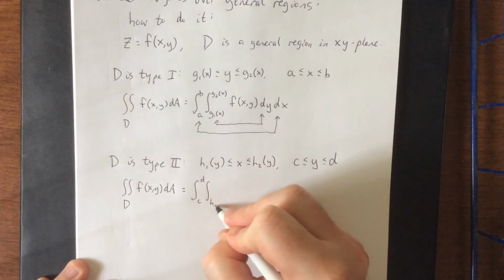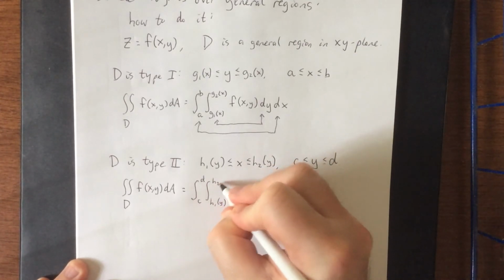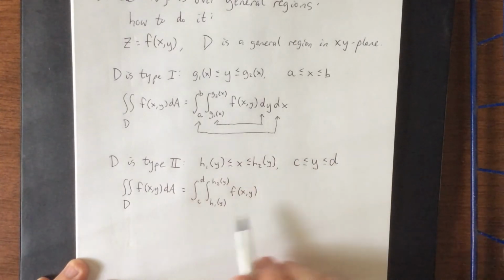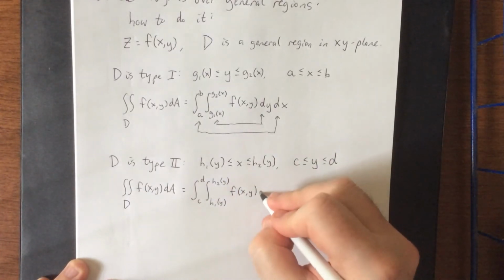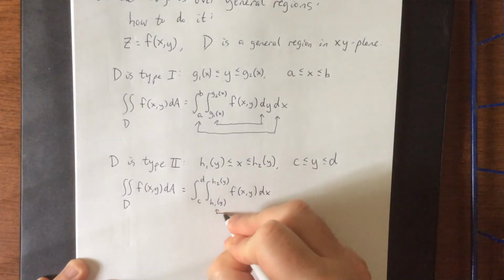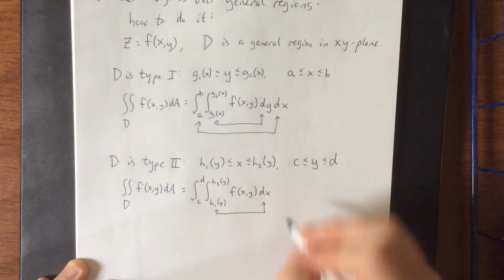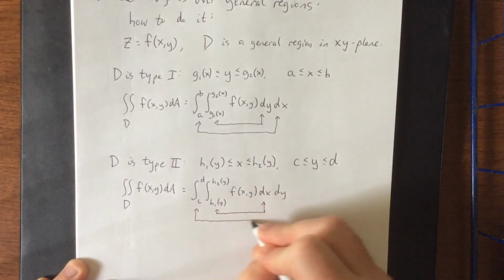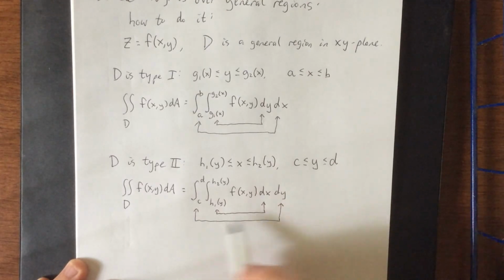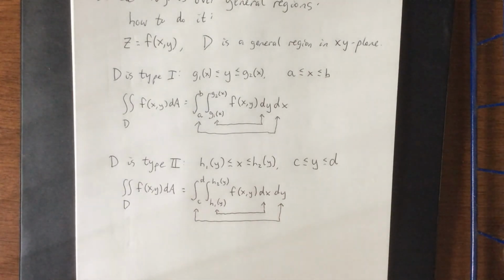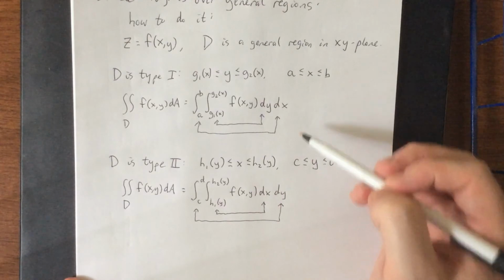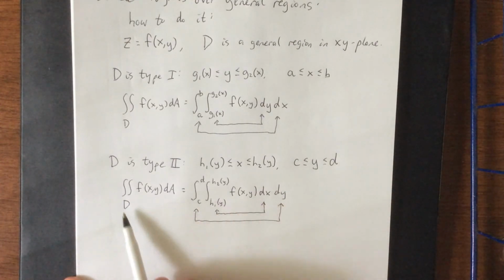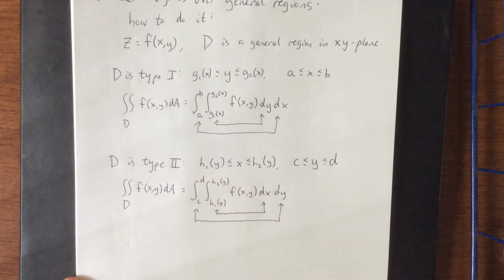Then functions of y can go first. The f of x y will stay the same. Now, we've gone with respect to x first, so x will go here, and we perform that iterated integral with respect to x. Then y comes last. That iterated integral, or definite integral at that point, will be with respect to y. Both of these represent the volume that's contained below the surface z equals f of x y, within the given type 1 or type 2 region D.